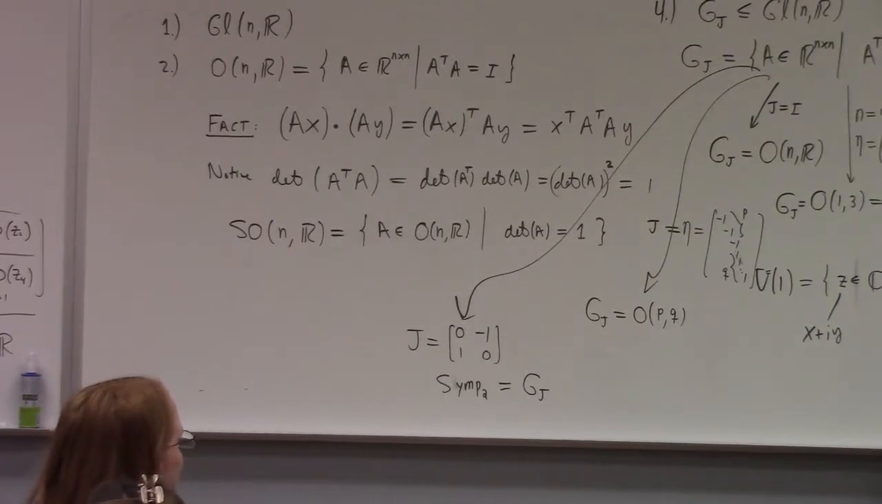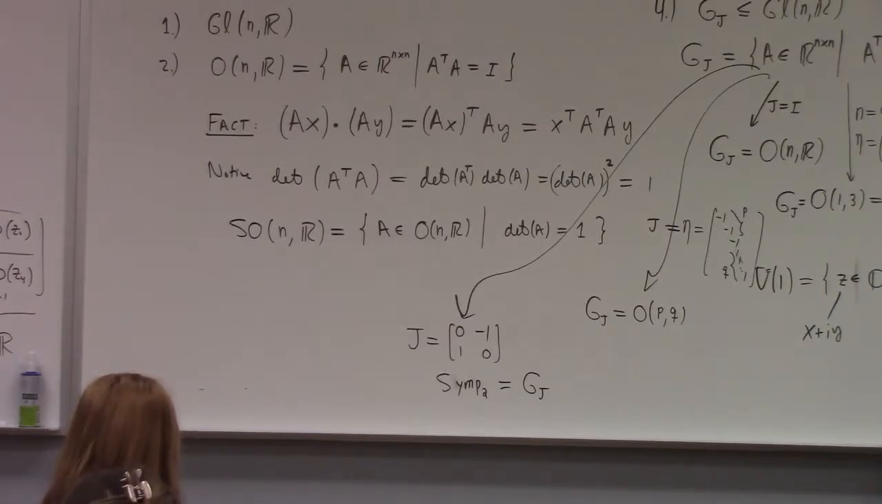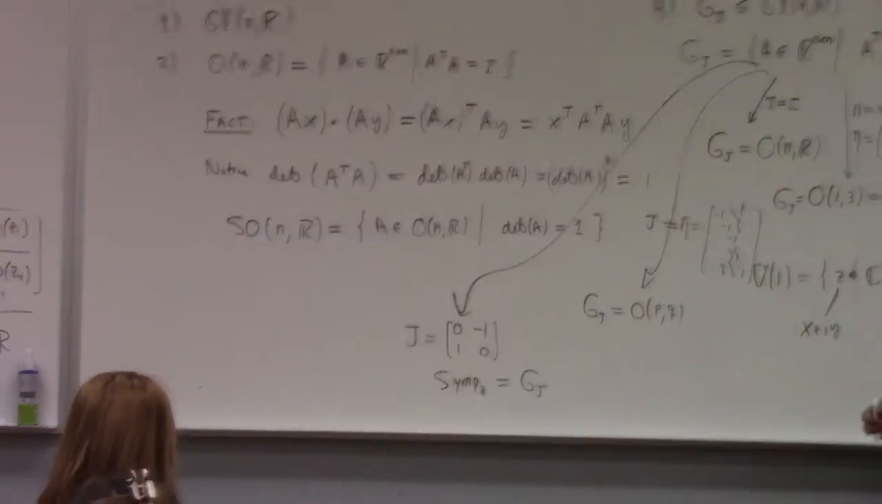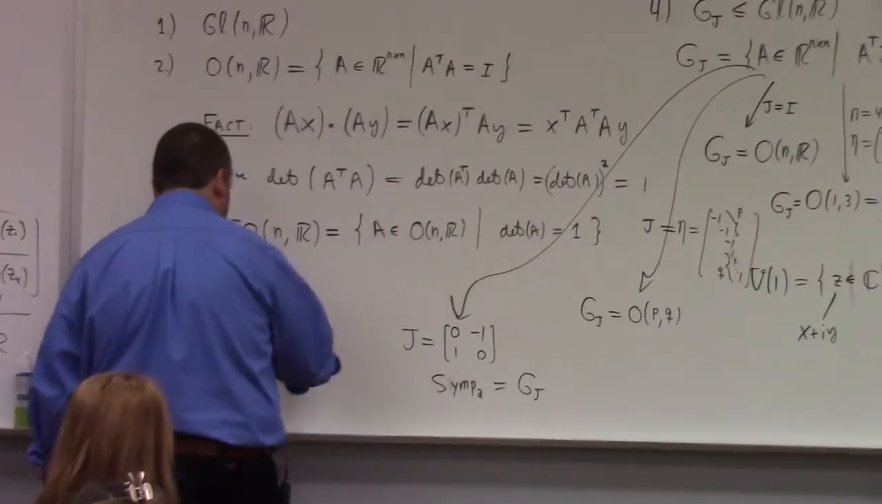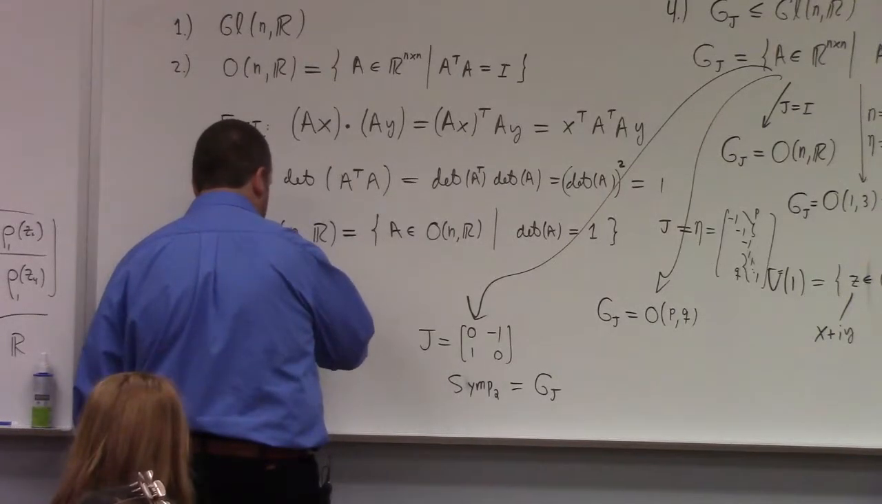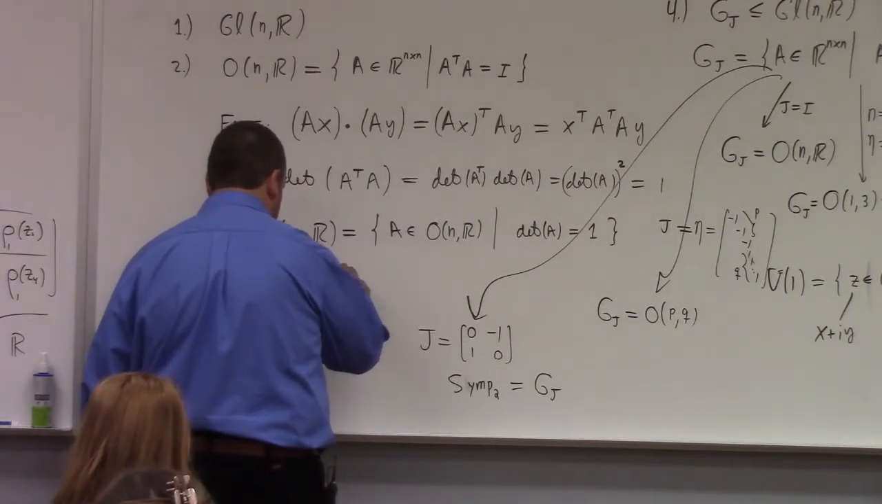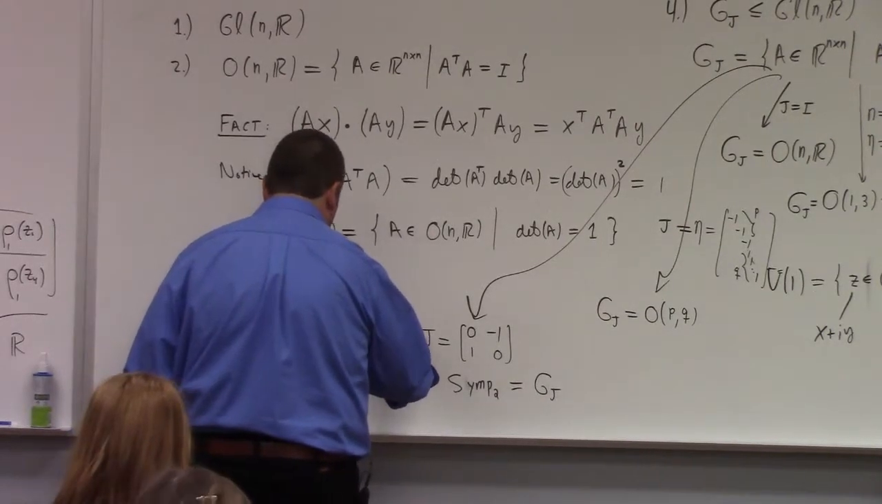You could also look at symplectic 4x4. The symplectic matrices always come in even sizes. Odd, we don't talk about odd symplectic matrices. Even, so the next would be like a 4x4. And so for the 4x4, you take J equal to 0, minus 1, 1, 0.